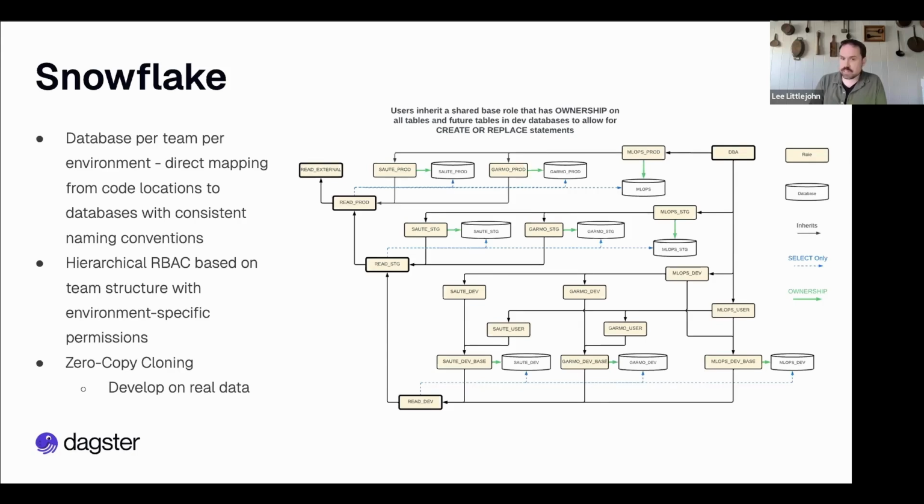So this sort of completes the flow from code to data storage. The team name that started in Poetry flows all the way through to the Snowflake database names, creating a consistent, predictable pattern throughout the whole system.